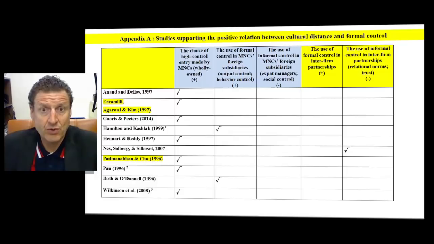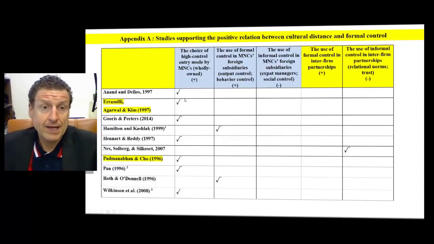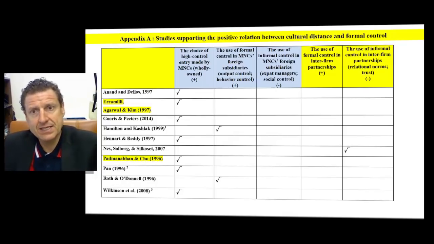We'll keep it broad, so we want to tick off 5 different categories. So here we have all the literature, and we're going to tick whether they have actually looked at the choice of control made by MNCs, the formal control used in MNCs, the use of informal controls in MNCs, and what about the formal control in interfirm partnerships and the use of informal control in interfirm partnerships. So we are dividing up the literature in terms of, has the literature looked at particular types of entity forms? And now this is very broad.